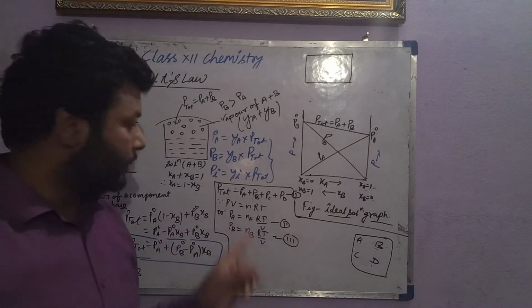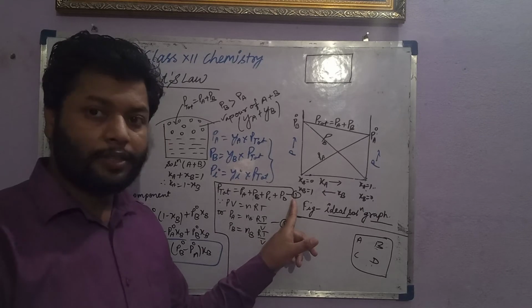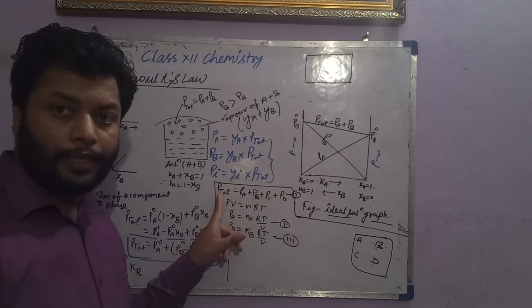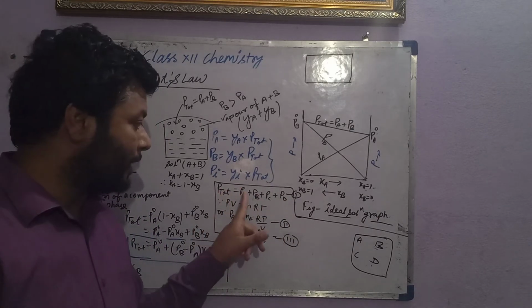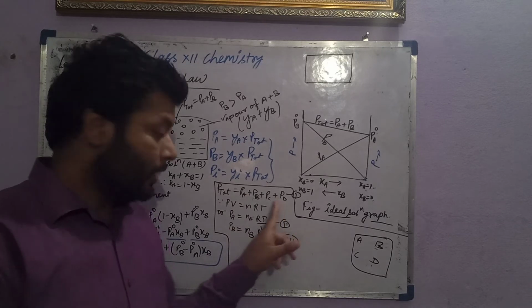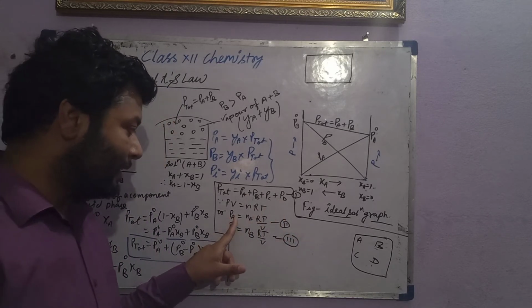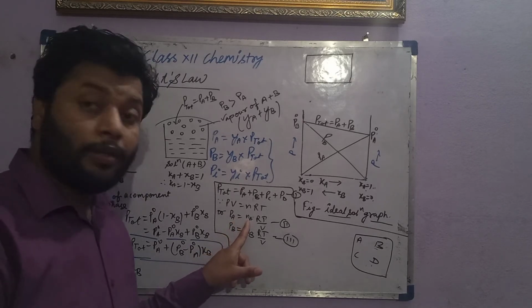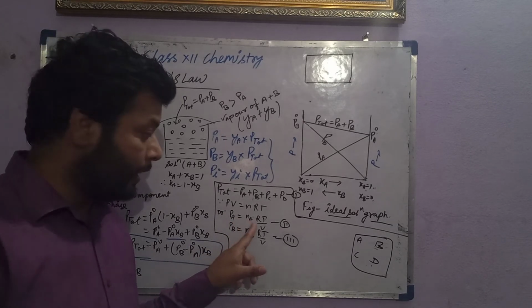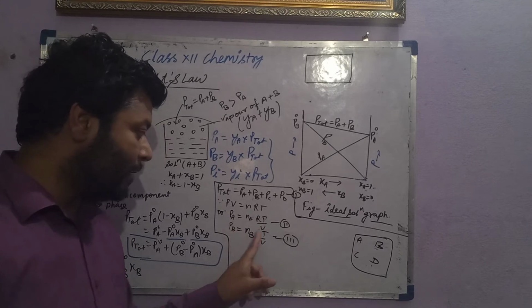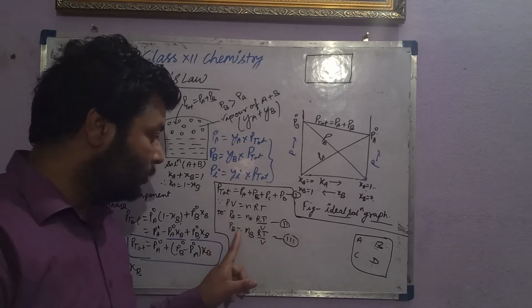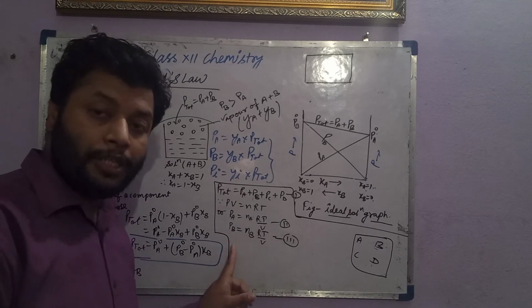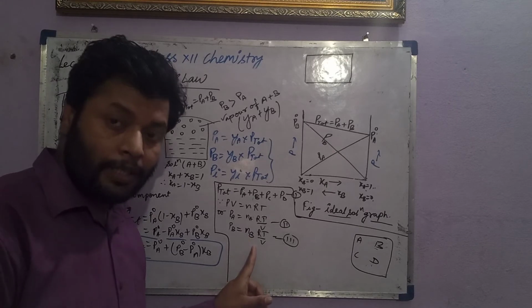Suppose these are the equations. This is the first equation according to Dalton's law: total pressure of a container will be the sum of the partial pressures of all the components. And from the ideal gas equation, the partial pressure of any component will be the number of moles of the same component and RT by V. PB equal to Nb RT by V, PC equal to Nc RT by V, PD equal to Nd RT by V.